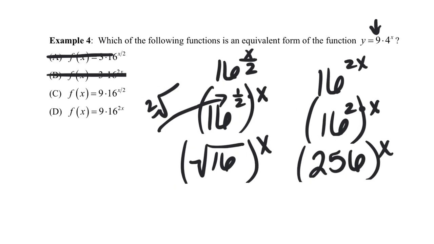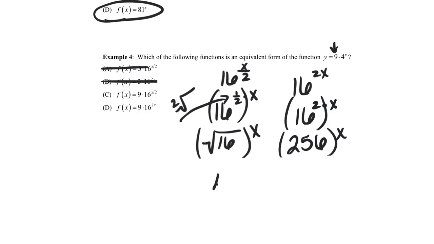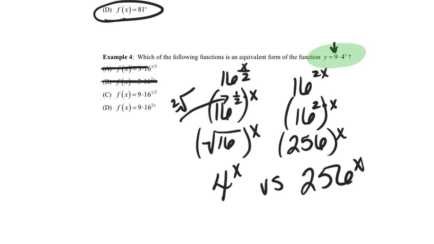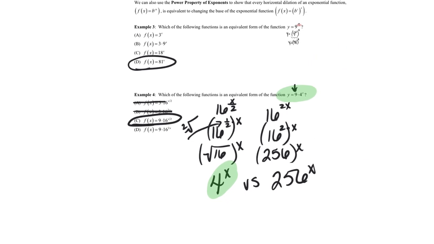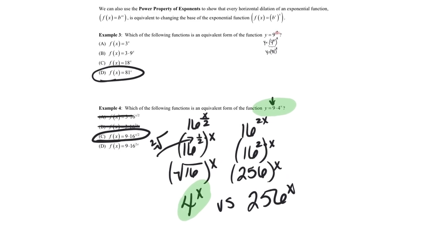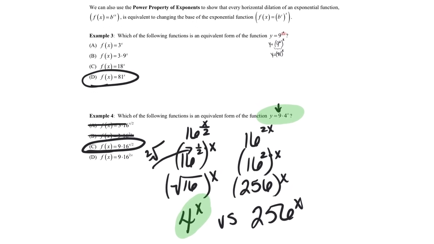And it is. Well, the square root of 16 is 4 to the power of x versus 256 to the power of x. I need something that is going to be equivalent to what I have been given. And so there's the 4 to the x from the original equation. So my answer choice is letter C. So it's really just manipulating and rearranging and swapping out equivalent values based off of whether you have exponents that are being added and subtracted versus exponents that are being multiplied.